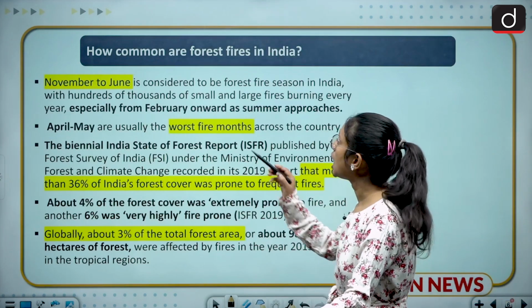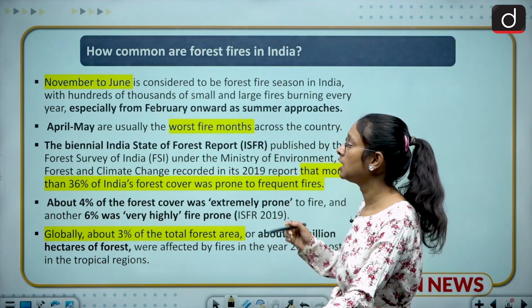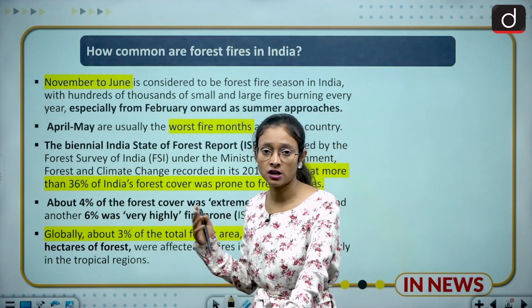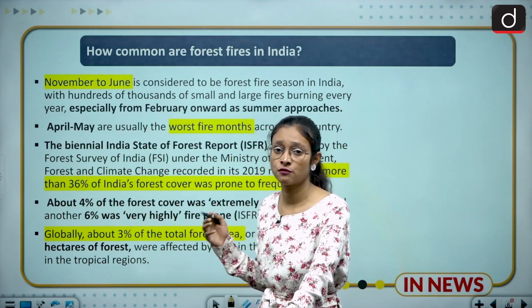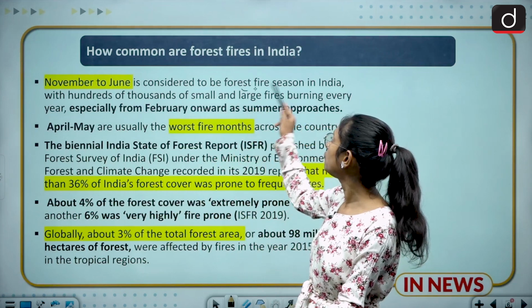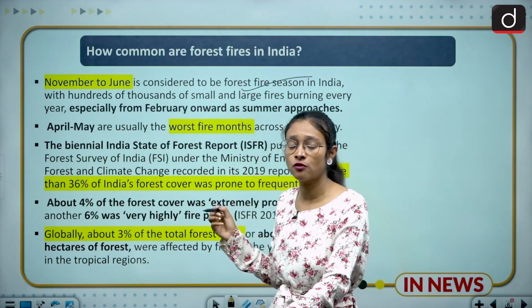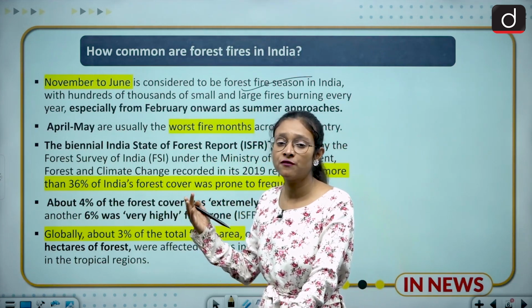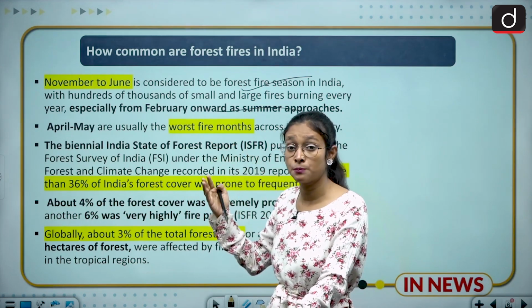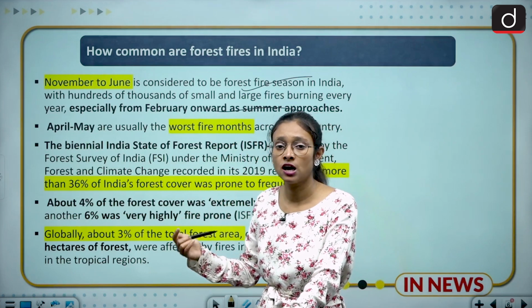Moving to the next one, how common are forest fires in India? When it comes to the season in which forest fire occurs, according to the Forest Survey of India, generally November to June is considered the forest fire season in India, and especially the forest fires occur after the month of February. So this is March and it is the beginning of summer in South India.